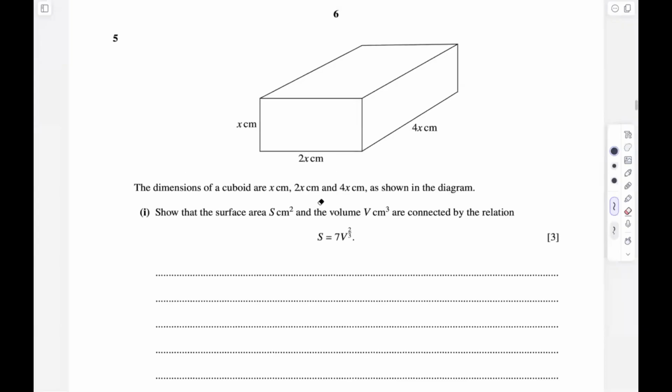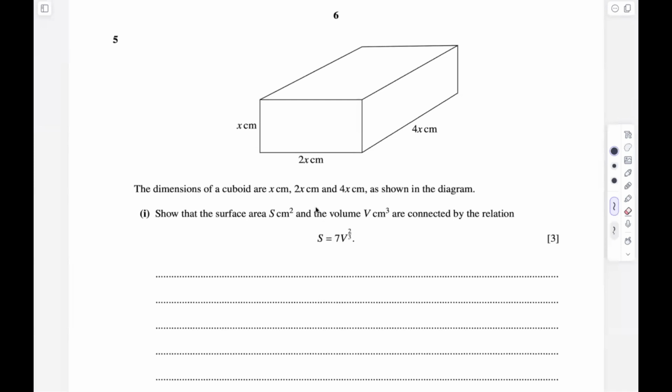In question 5, the dimensions of a cuboid are x centimeter, 2x, and 4x as shown in the diagram. We have to show that the surface area and the volume are connected by the relation S is equal to 7V to the power 2 upon 3. In the first step, we'll first find the volume of the cuboid. So the volume will be length into breadth into height. So that will become x multiplied by 2x into 4x, and that is equal to 8x cubed. So we can write V will be equal to 8x cubed.